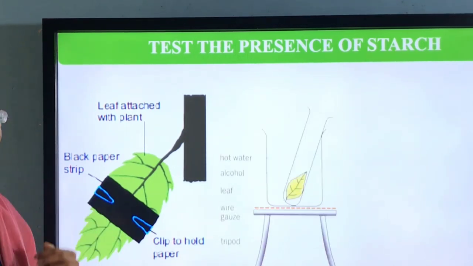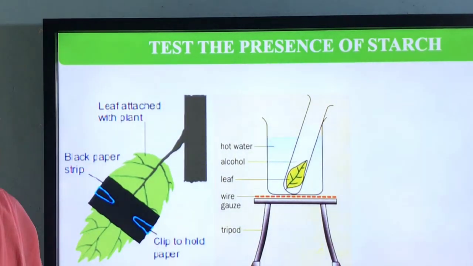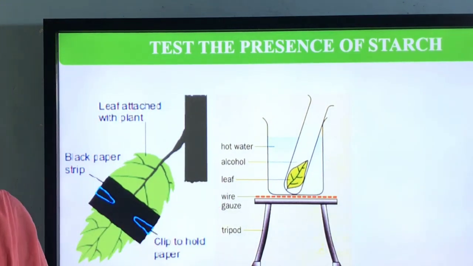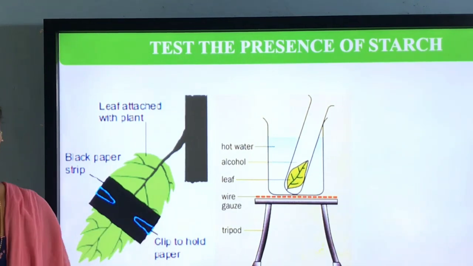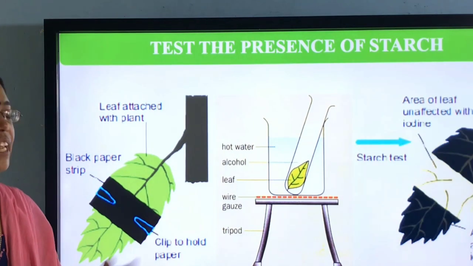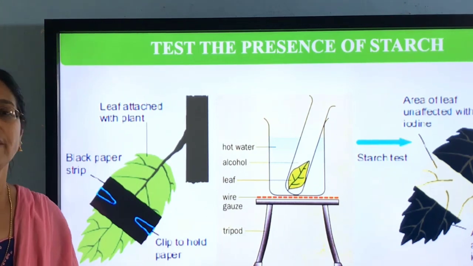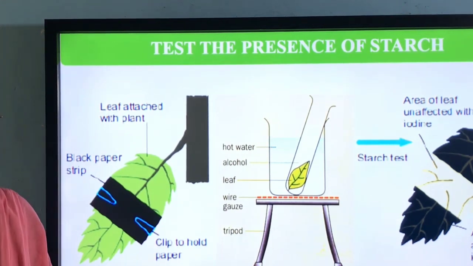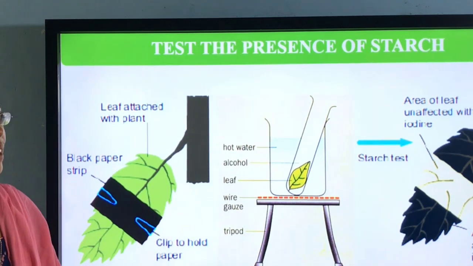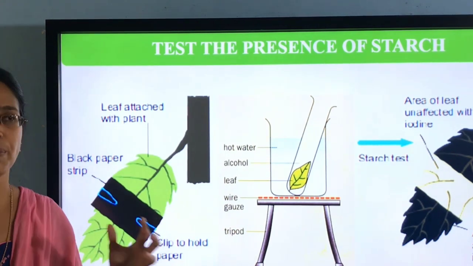After that, you pluck the leaf from the plant, remove the paper clip, take out the black paper, and keep the leaf inside a test tube containing alcohol and place the test tube inside a beaker containing hot water and heat it for some time. Then you take out the leaf with the help of forceps and do the iodine test. The iodine solution gives a blue-black color with starch. If you see that leaf, the covered portion does not show any color change, but in the uncovered portion you can see some type of color change.